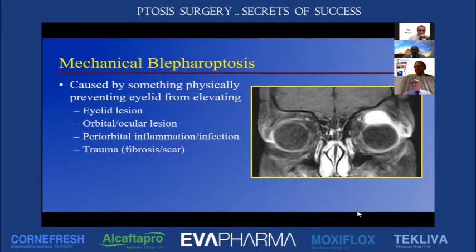Now I'm going to talk about mechanical ptosis. Mechanical ptosis seems very straightforward. It's just something that is physically preventing the eyelid from elevating. That can be from an eyelid lesion, an orbital lesion, or sometimes periorbital inflammation or infection causing lid edema. Trauma can cause a mechanical ptosis as well. And here's an MRI scan of a patient who has a myositis of the superior rectus levator complex that was resulting in a mechanical ptosis.